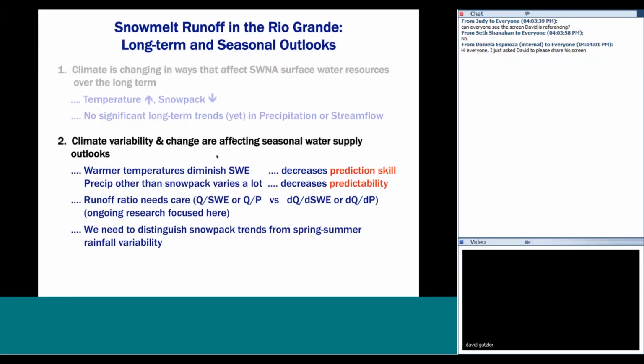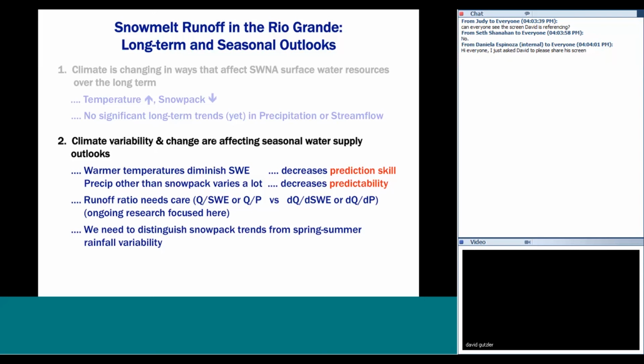I think the reason for that is that over recent decades, the effects of springtime precipitation, which have been both higher and more variable than in earlier decades, have been masking the effects of long-term changes in temperature and snowpack, but that's a working hypothesis for our ongoing research. So what we see in the data is that warmer temperatures have diminished the snowpack, and precipitation other than snowpack has varied a lot, which has decreased both prediction skill and predictability. I make a distinction between those two terms, but you can ask me about the distinction later.